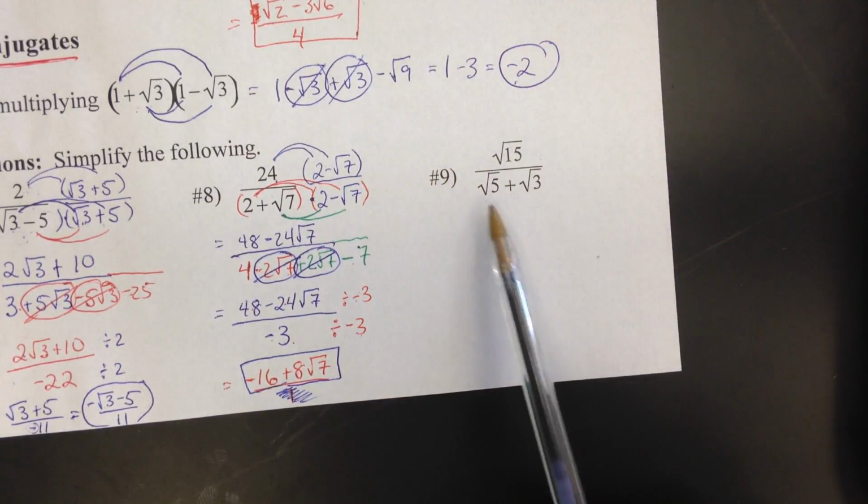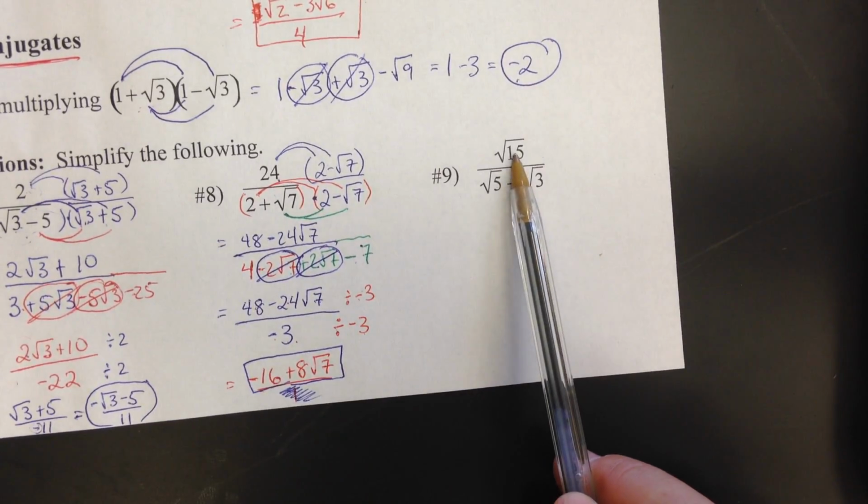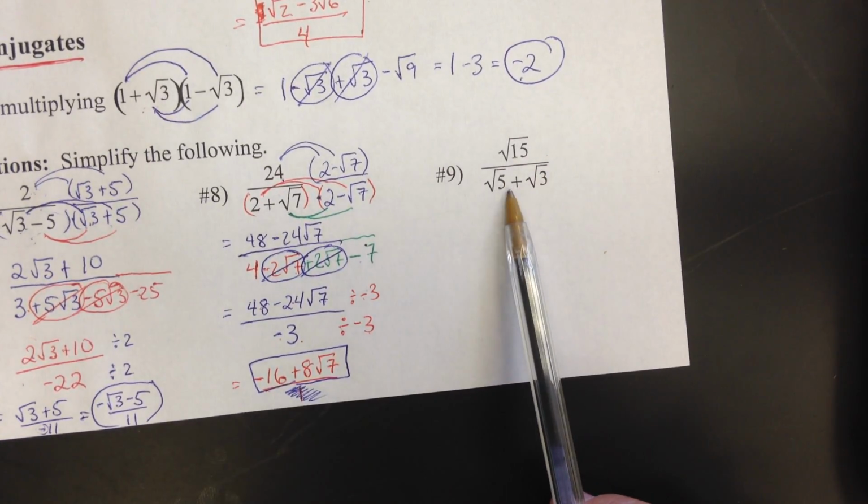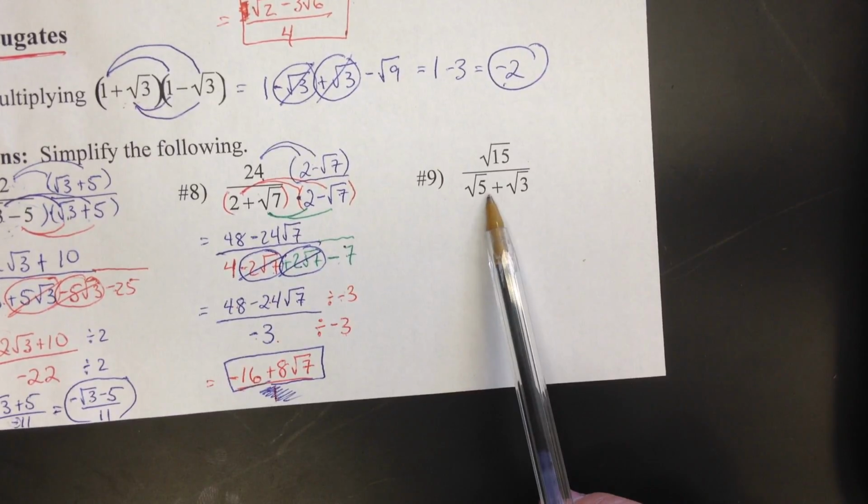All right, so let's do one more here. Number 9, the square root of 15 divided by the square root of 5 plus the square root of 3.